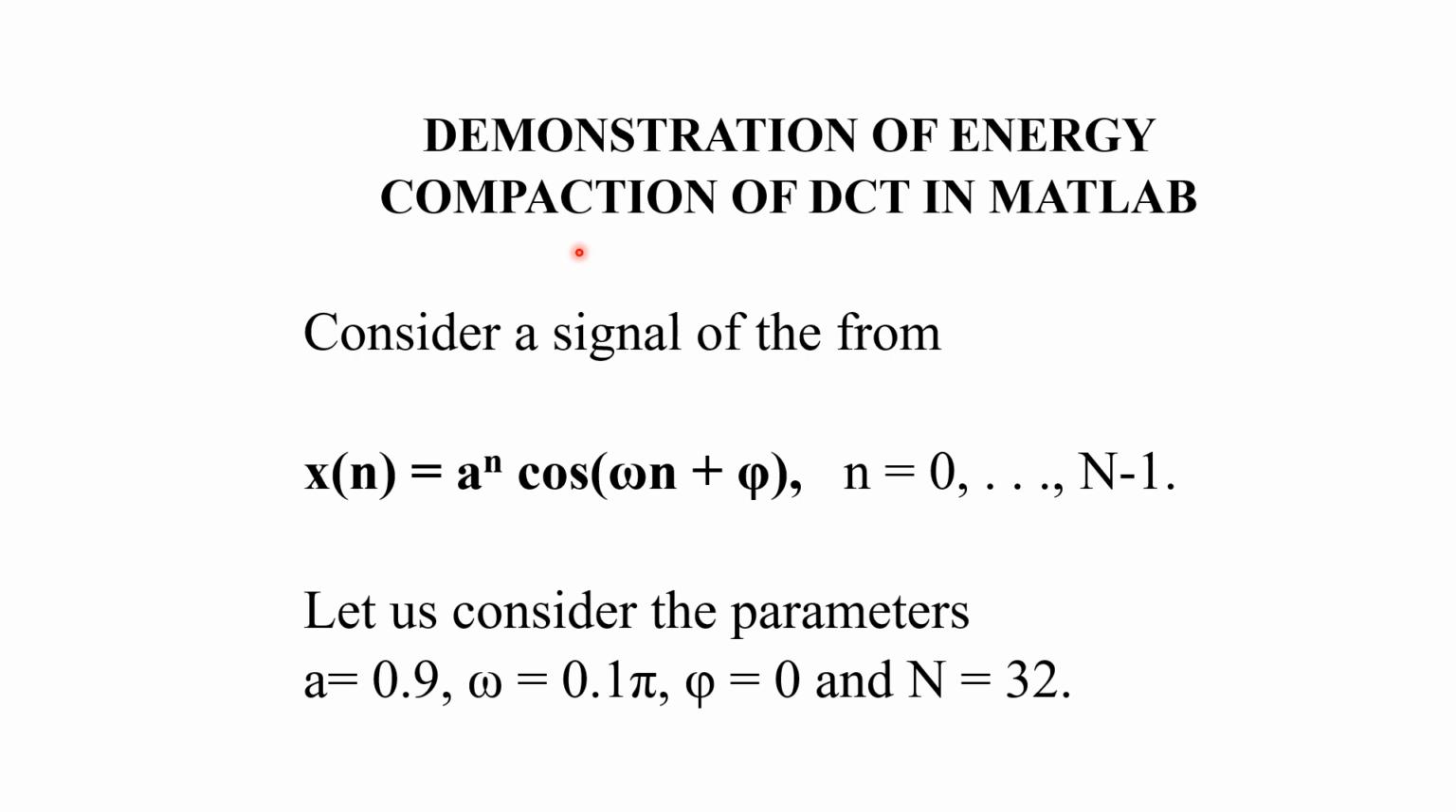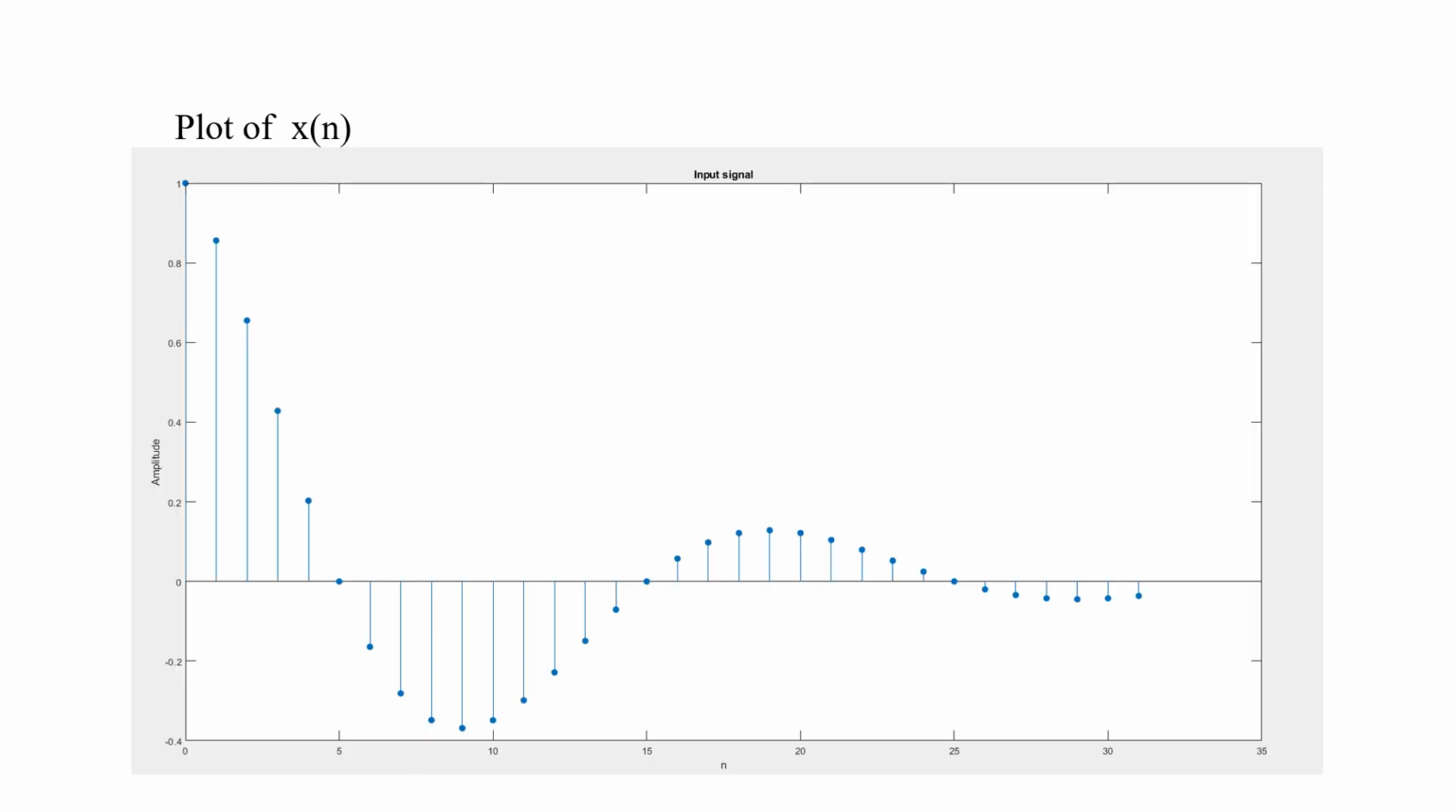Now we will try to demonstrate the energy compaction property of DCT with the help of an example. Consider the signal x of n equals a^n cos(omega n plus phi), where n equals 0 to N minus 1. Consider these parameters: a equals 0.9, omega equals 0.15, phi equals 0, and N equals 32.